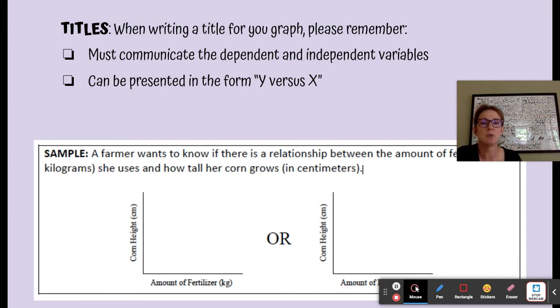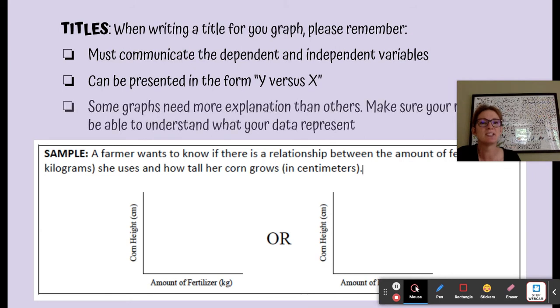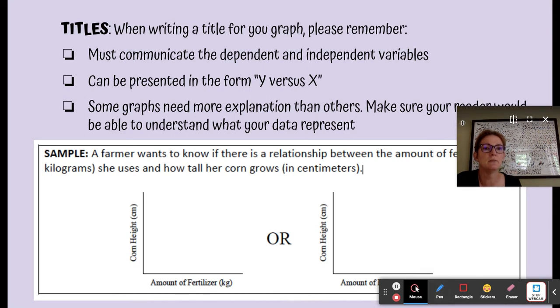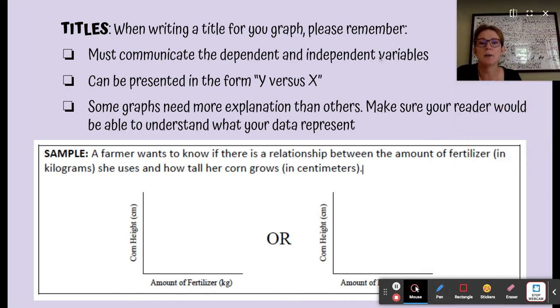That works. But sometimes it's not enough because your goal is to make sure that someone who picks up your graph knows, if you did an experiment, what it was. You need a lot of information in a graph title. So what I always say is that graph titles are often awkwardly long.